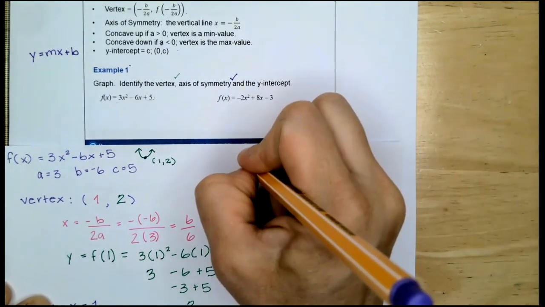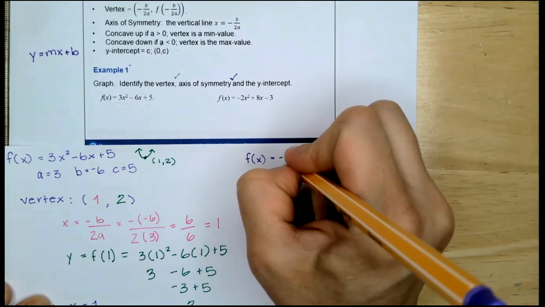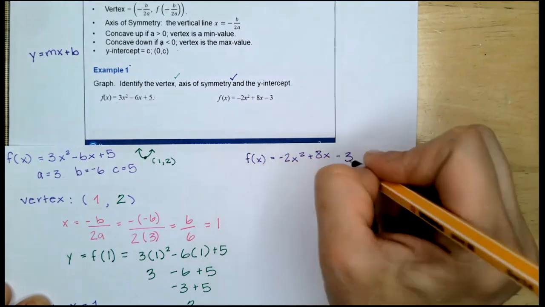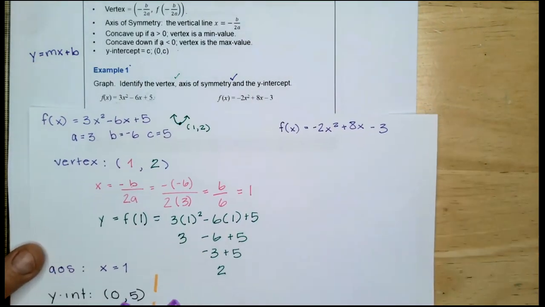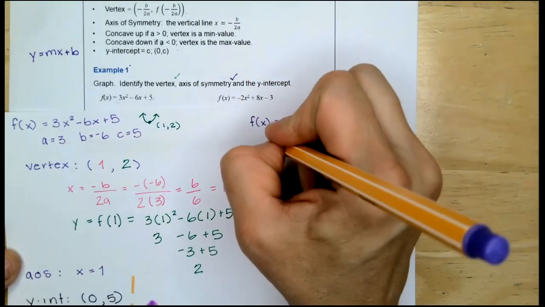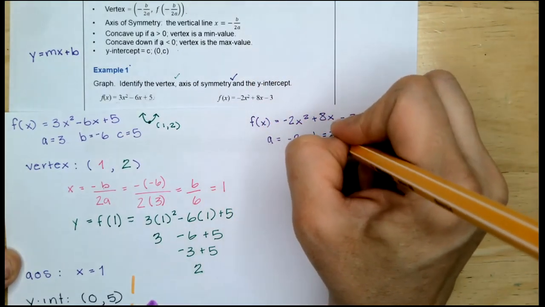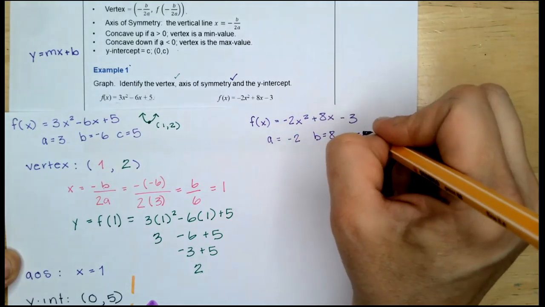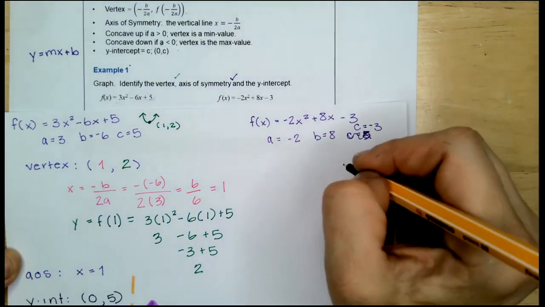f of x equals negative 2x squared plus 8x minus 3. Good. Again, we're finding the vertex, axis of symmetry, and y-intercept. So I need to find my a, b, and c.